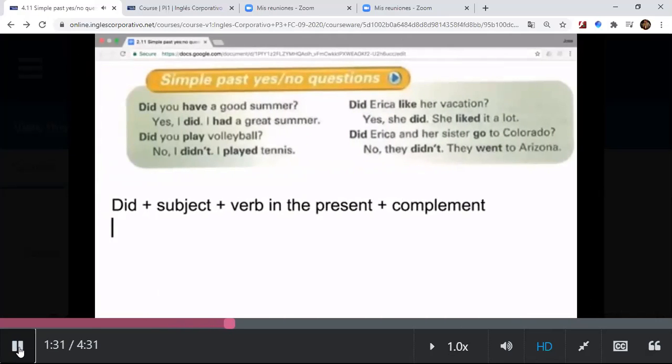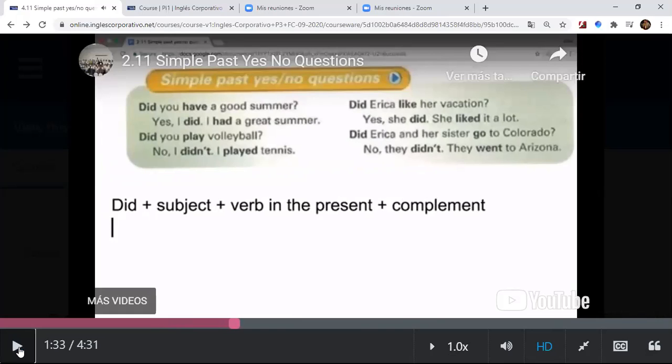In order to form simple past yes or no questions. Okay, now please repeat after me. Did you have a good summer? Yes, I did. I had a great summer. Did you play volleyball? No, I didn't. I played tennis. Did Erica like her vacation? Yes, she did. She liked it a lot. Liked it.